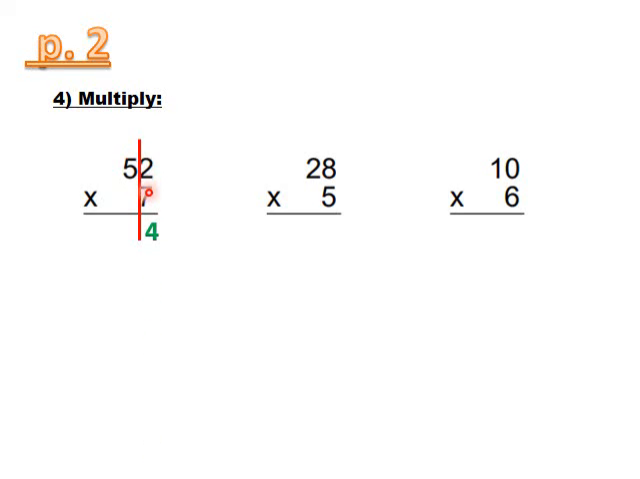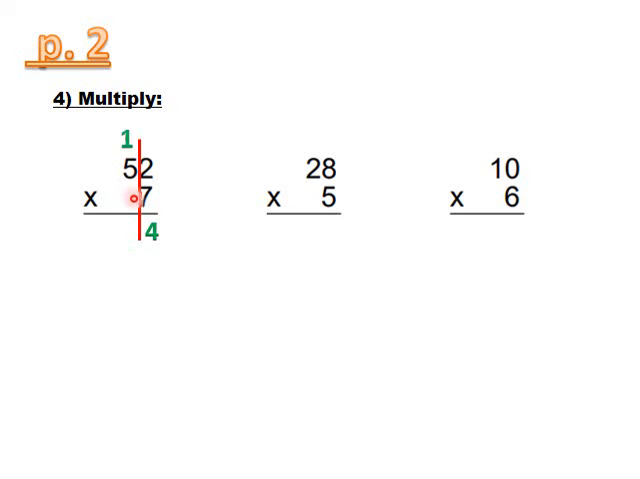2 times 7 is 14. Can I write 14 here? No, this place is for only 1 digit. So I will write 4 and carry up the 1 in the tens column.